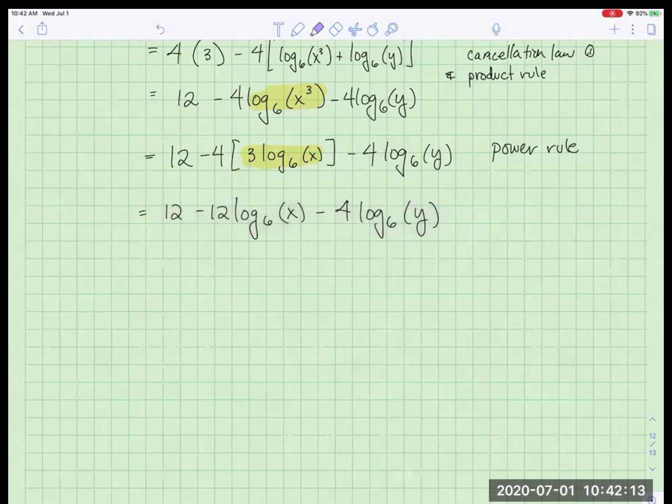Let's do some more. Whoops. How do I redo that? I'm trying to use Procreate hand gestures and they're not working.